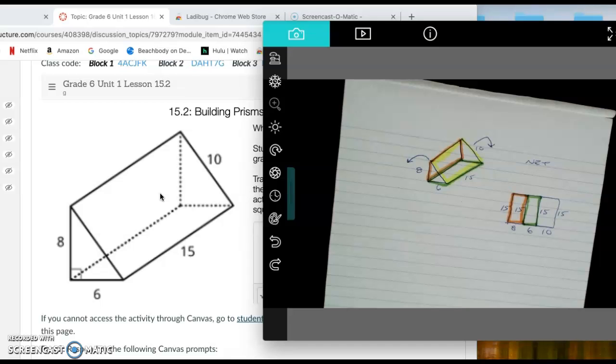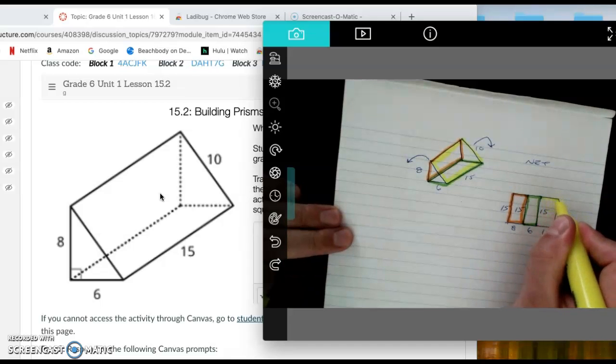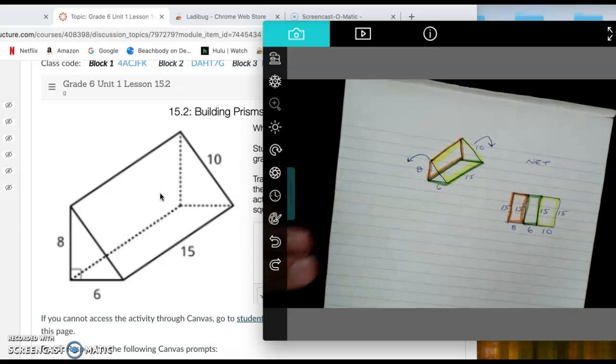That's how I'm trying to attack this and rip this thing into parts. So if you took virtual scissors or actual scissors and cut those rectangles off and laid them right next to each other, that's what they would look like. So 8 by 15, 6 by 15, 10 by 15. I just want to make sure there are dimensions there.